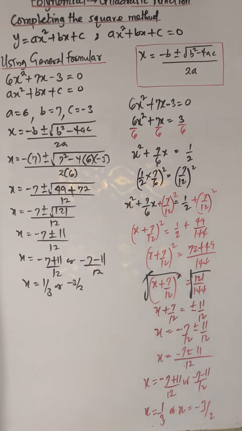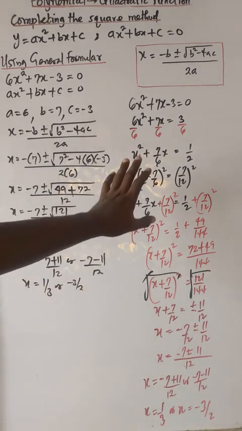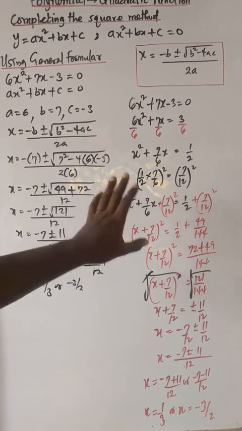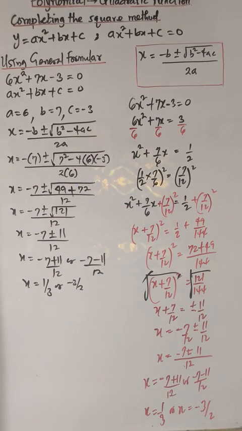So one of the best methods is to use the general formula. We use the completing the square method when you have no choice but to use it, or if you are told to use it. And the factorization method can only be used for quadratic equations that are factorizable. How are you going to know that? We are coming to that. So let's solve another question using the general formula.